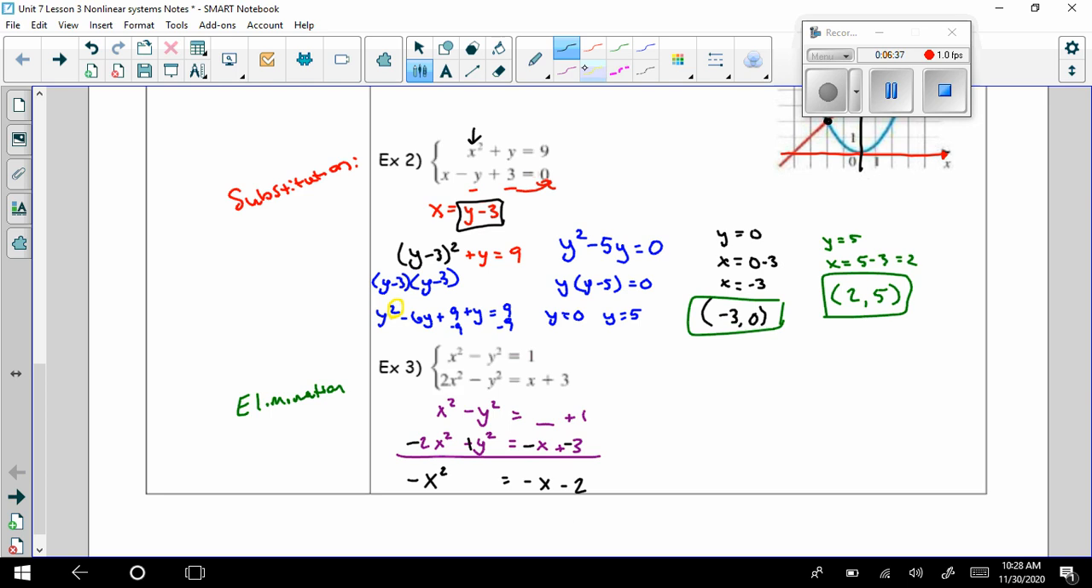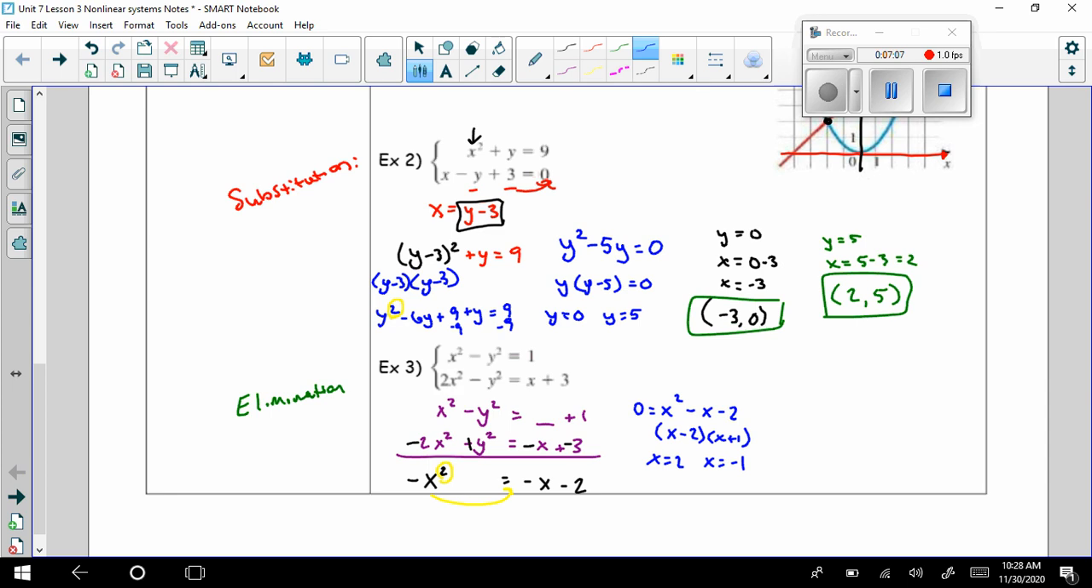As soon as I see that x squared, I'm going to move this and get it set to 0 so that I can solve it. And so I have 0 is equal to x squared minus x minus 2. I moved my x squared over to make it positive because that's much easier to factor. This is x minus 2 and x plus 1. All right, so x equals both 2 and negative 1.